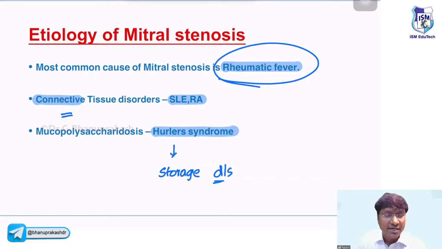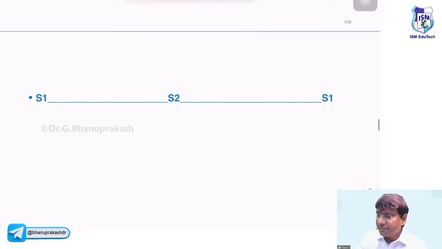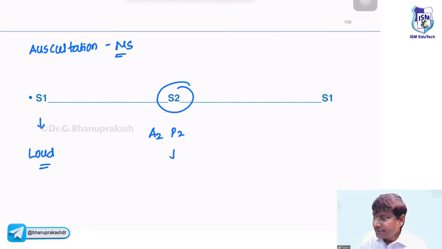Now, you need to be very much aware of the auscultation in patients with mitral stenosis. If you observe in mitral stenosis, the first heart sound will be loud, right? And how will your second heart sound be? In the second heart sound, you have two components, A2 as well as P2. The P2 will be loud. And why is P2 loud? That is because of development of pulmonary hypertension in patients with mitral stenosis.